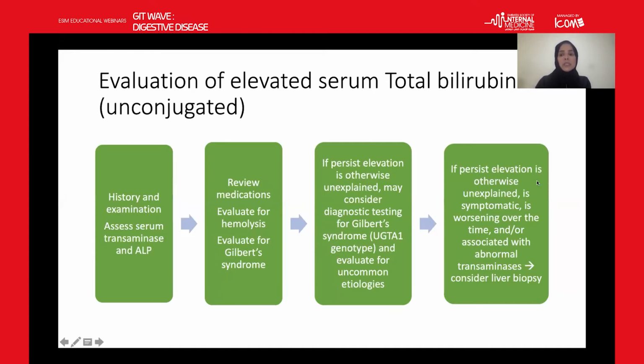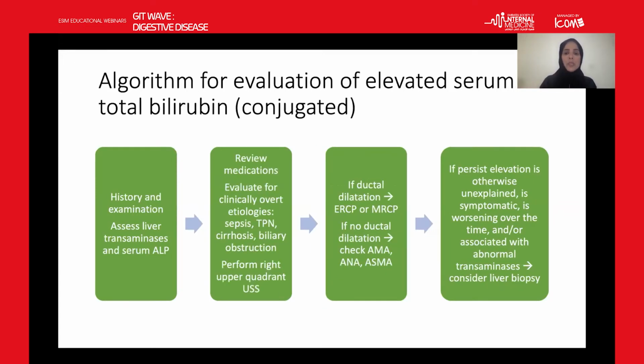If there is persistent elevation, otherwise unexplained, and the patient is asymptomatic, but the level starts to worsen, then you have to consider what the problem is, and maybe liver biopsy will be helpful, because in Gilbert and other conditions, the bilirubin is not steadily elevated. When it is continuously rising, this is another problem, not Gilbert syndrome, because Gilbert is conditional according to the patient's condition. For the conjugated, it's the same pathway.